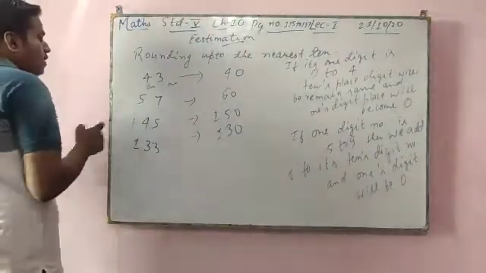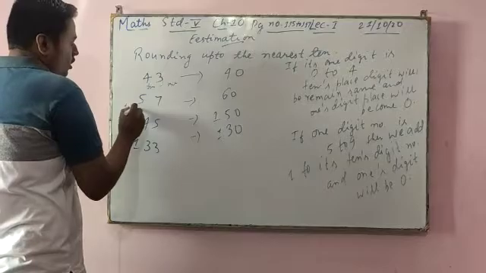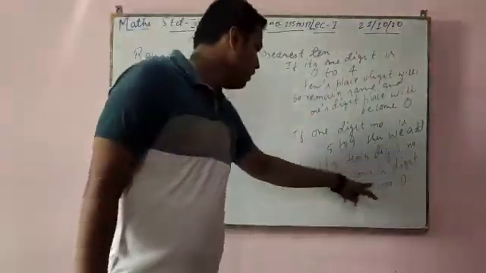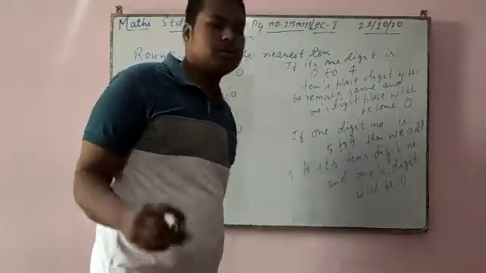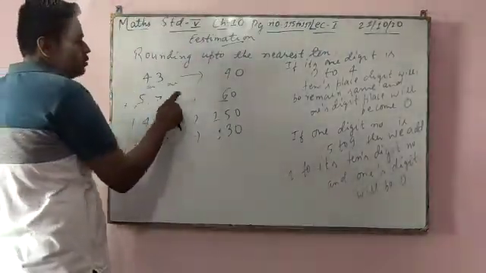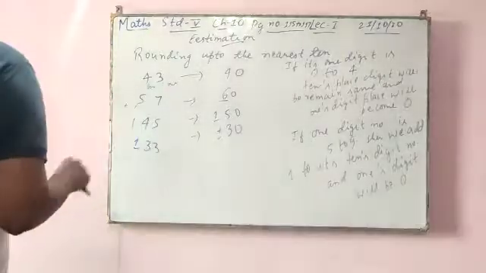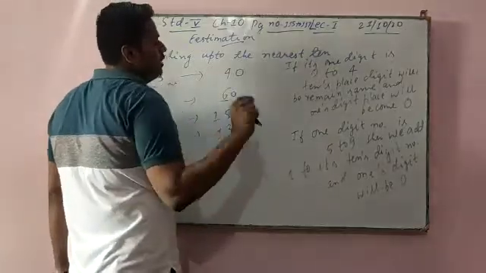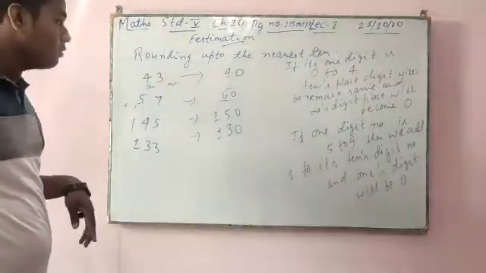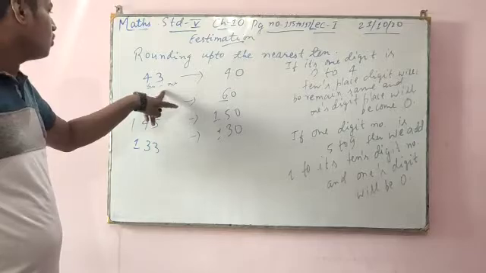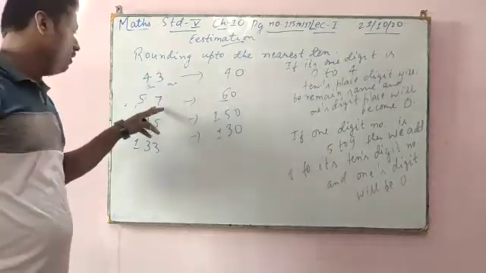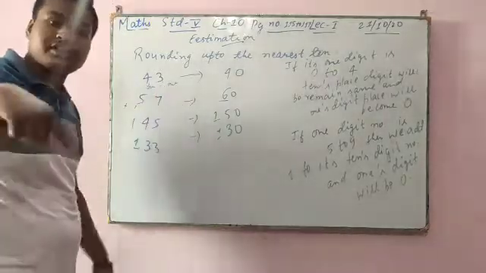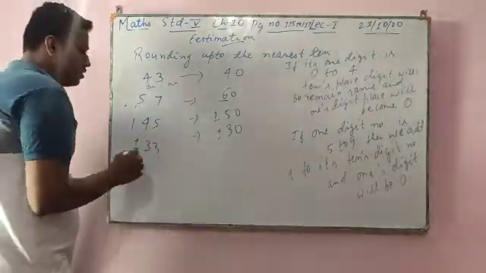So see, this is 5. When we add 1, it will become 6, and the one's digit will be 0. And this 7 is there, then this one's digit will become 0. In both cases, whatever the one's digit is, it will become 0. Only keep in your mind that if it is 0 to 4, then the tens digit will remain the same. If it is 5 to 9, then we have to add 1 to its tens digit. Now come to the next question.